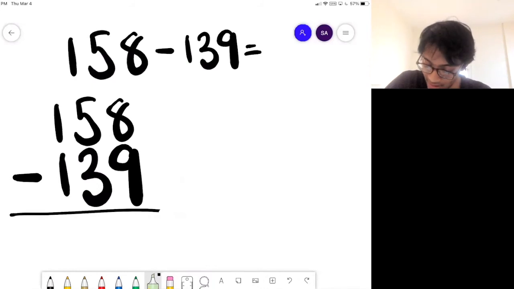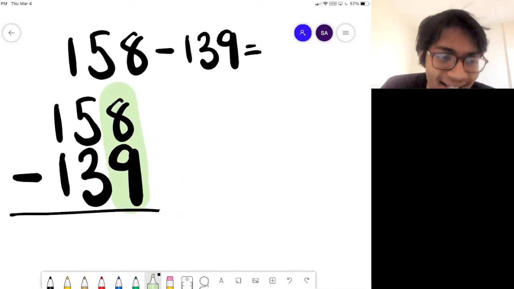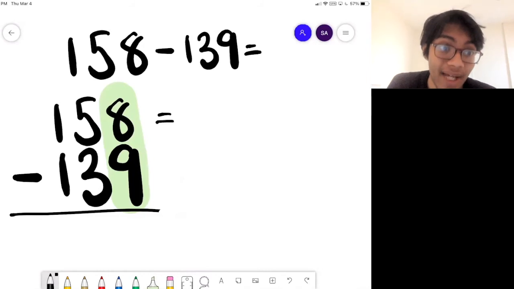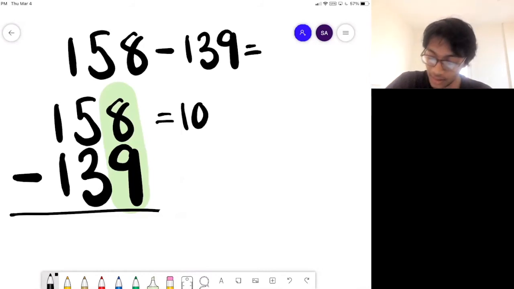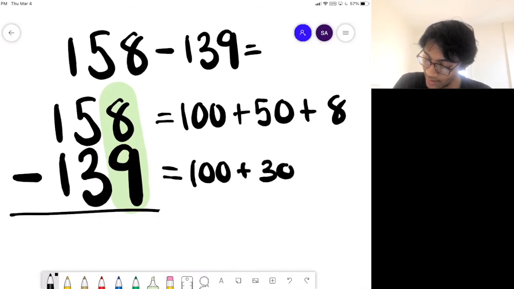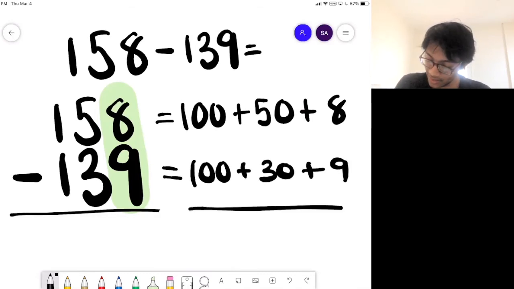My first column is 8 minus 9. But how? 8 is smaller than 9. So I gotta break this up. 158 is the same as 100 plus 50 plus 8. Okay? 139 is the same as 100 plus 30 plus 9. Now I'm gonna subtract them. Let's subtract them. So subtract this, I'm gonna subtract this, I'm gonna subtract this.